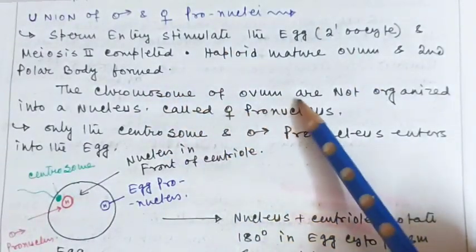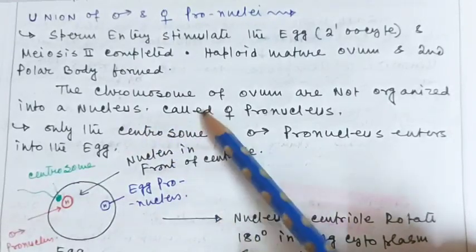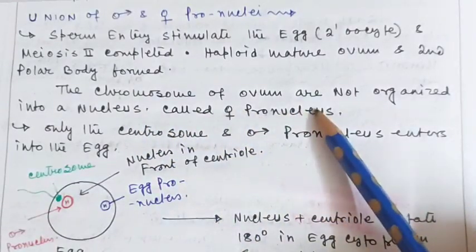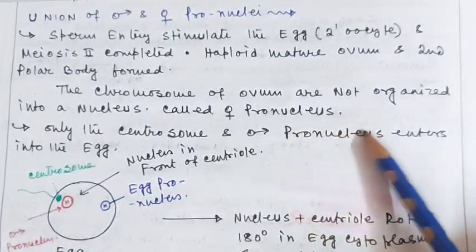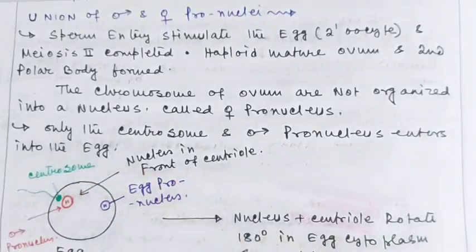The chromosomes of the ovum are not organized into a nucleus, and this unorganized nucleus is called the female pronucleus. Only the centrosome and the male pronucleus enter into the egg.